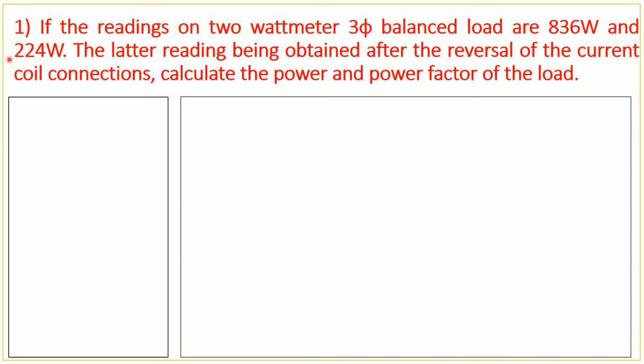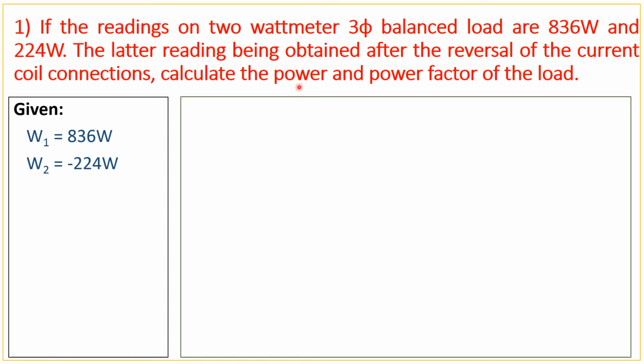Therefore, write the given data first. So here W1 is equal to 836 and W2 is how much now? So yes, remember, you should write W2 is equal to minus 224 watt. Remember this because it is the reversal of the current coil. So whenever they give it, you must consider it as negative. So you have W1, you have W2.